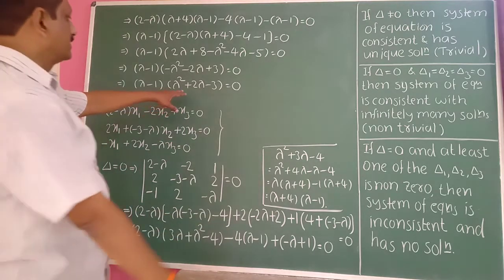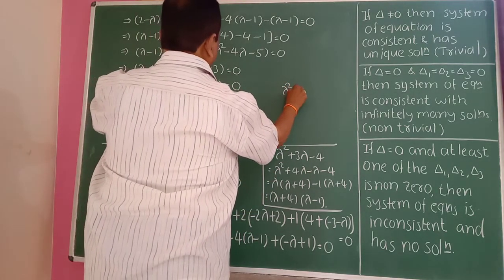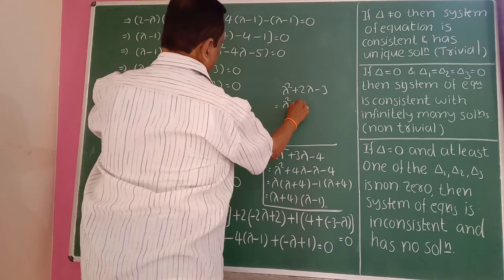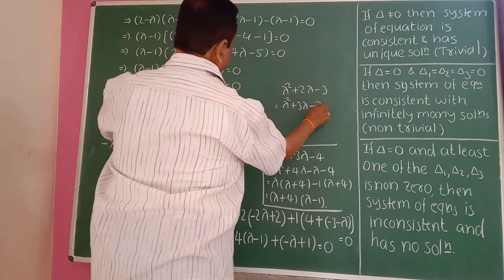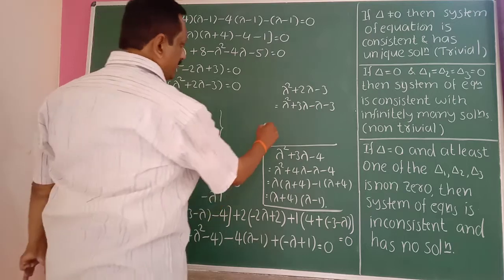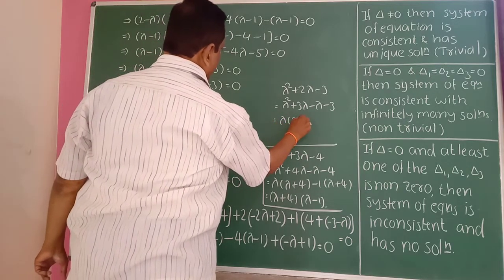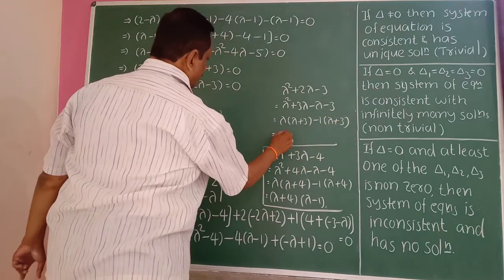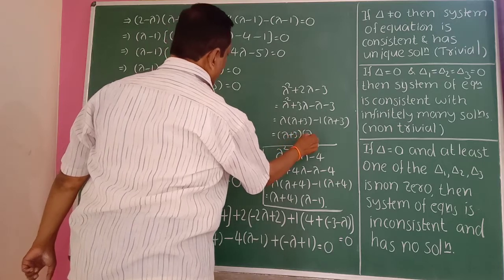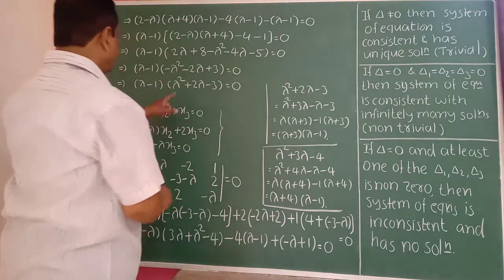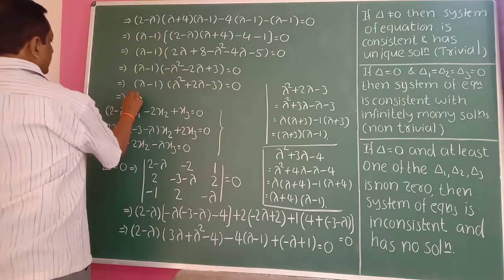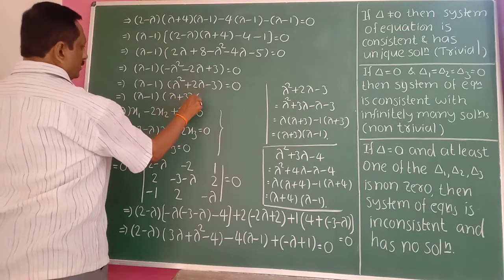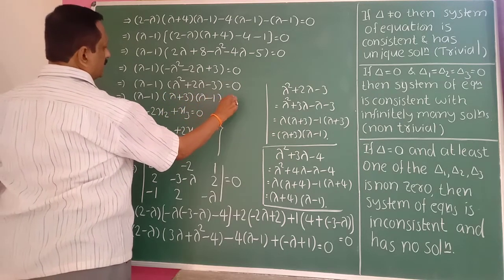Again this is a quadratic equation. So lambda square plus 2 lambda minus 3, so lambda square plus 3 lambda minus lambda minus 3. Therefore lambda common factor, lambda plus 3, minus 1 is the common, lambda plus 3. Therefore lambda plus 3 into lambda minus 1. Therefore after simplification it is lambda minus 1 into lambda plus 3 into lambda minus 1 is equal to 0.